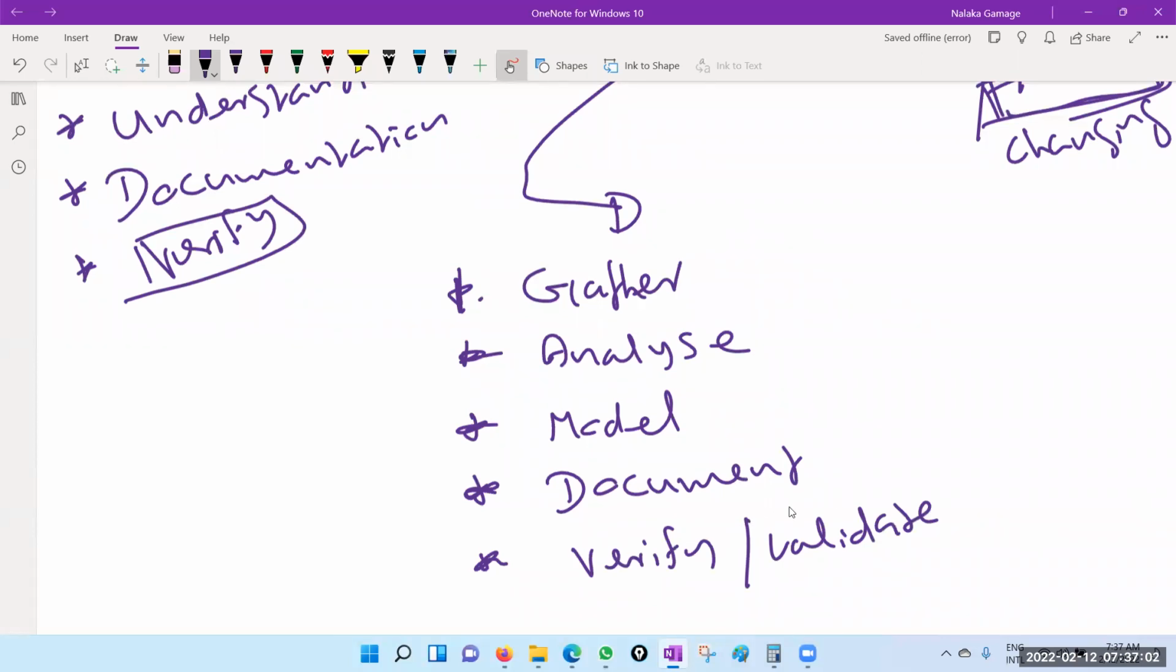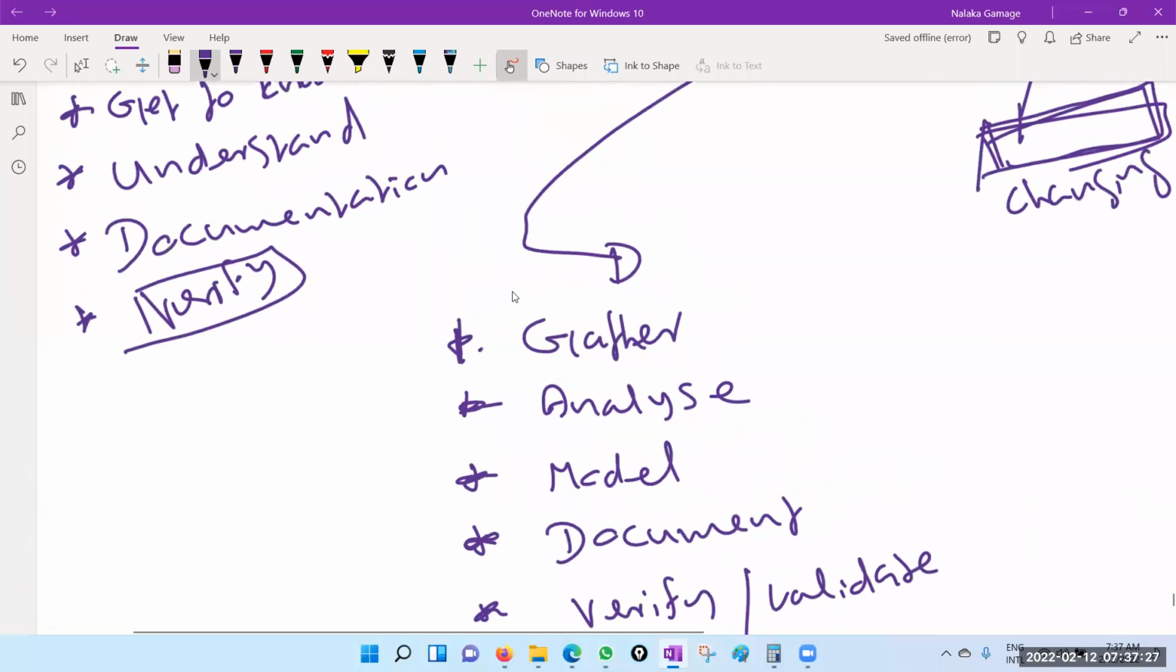And that is how requirement engineering process works, or requirement analysis task happens. Gather, analyze, model, document, verify or validate. So let's take one by one task and how to do it. Then our subtopic is over. Then we can move to the design. Okay.